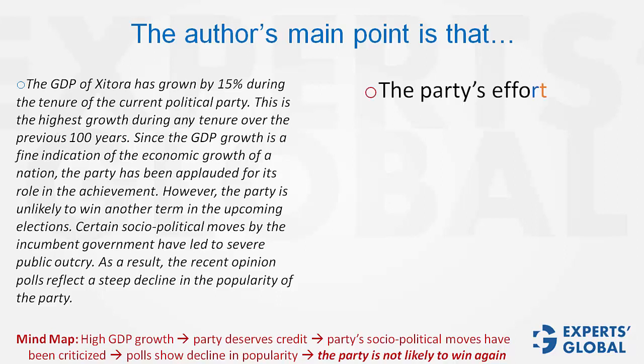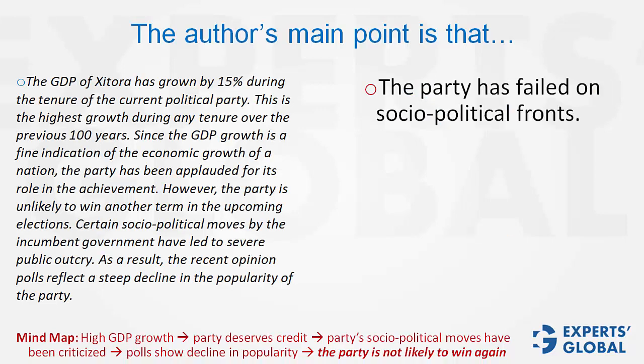Look at this answer choice. The party's efforts need to be applauded is one of the premises. It is not the main point in the argument. Bad choice. One more. The party has failed on socio-political fronts cannot even be established. The argument only says that socio-political moves by the party have led to severe public outcry. So a failure on socio-political fronts cannot even be inferred, leave alone this being the conclusion of the argument.